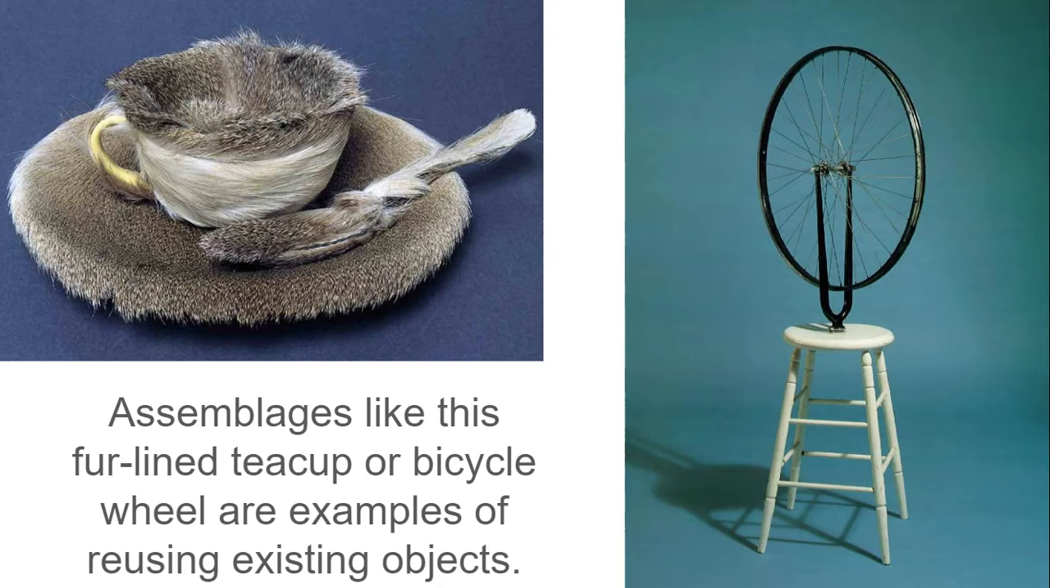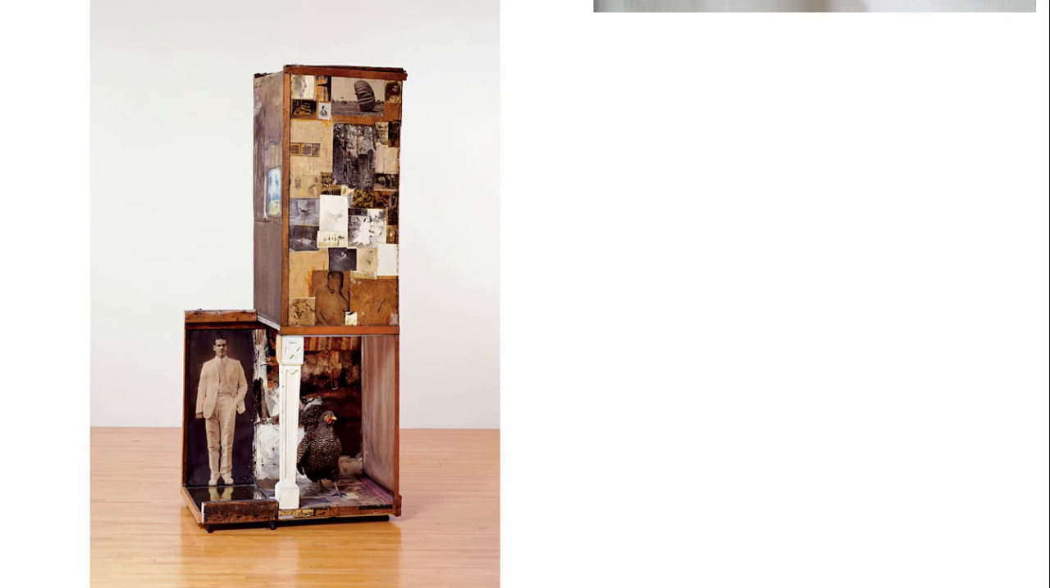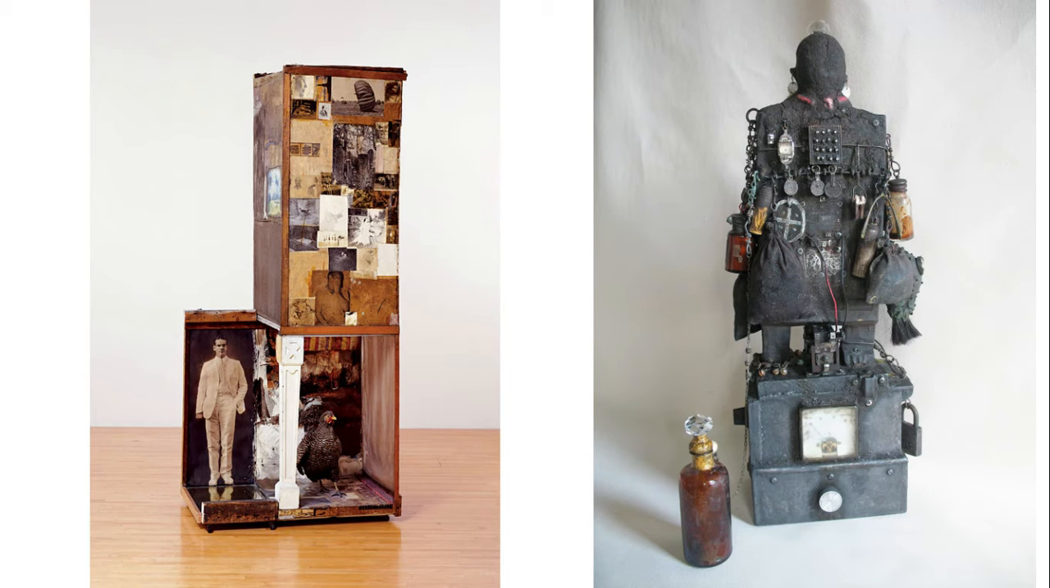Now, an assemblage is a kind of sculpture which we've talked about in our class, like the banana, where found objects are used. And assemblages are made by putting different objects together in unique ways, and those objects can be anything: garbage, precious things, remnants, even scraps.